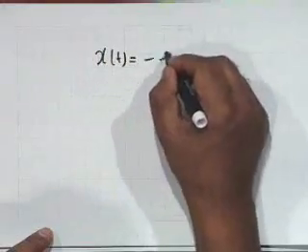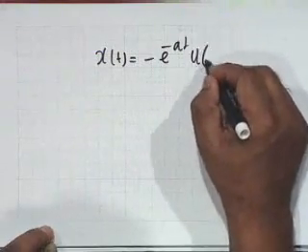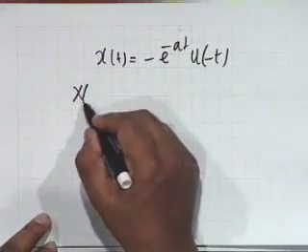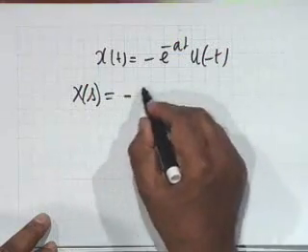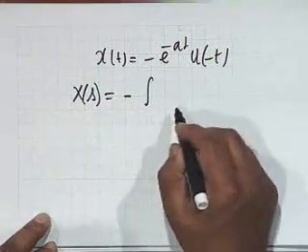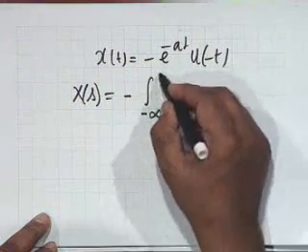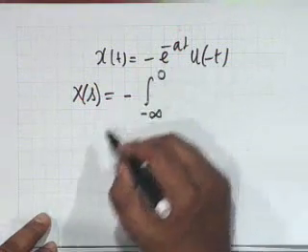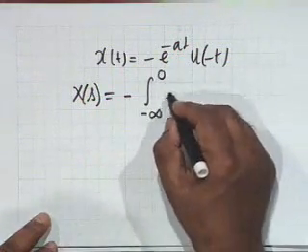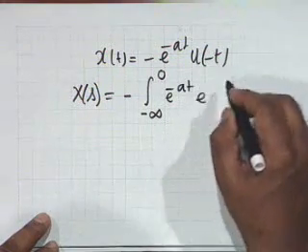All right, I leave that to you. Now, x of t is minus e to the minus t u of minus t, and therefore capital X of s, if it exists, has to be minus u of minus t, and therefore I start from minus infinity and I go to 0.